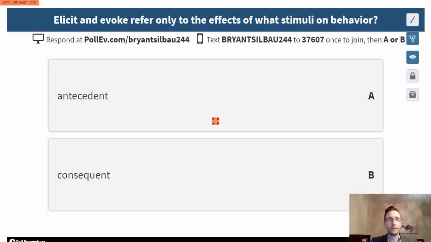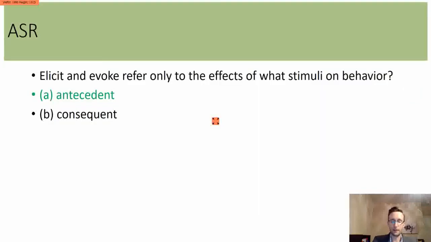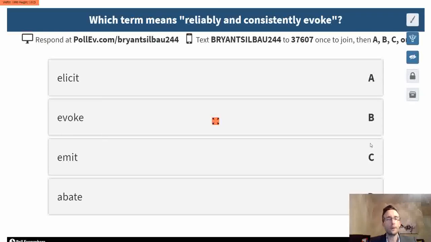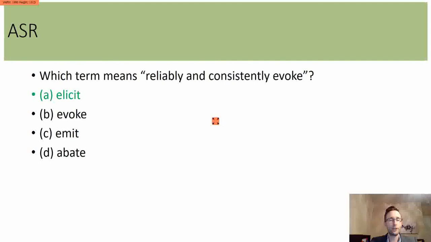Give you a few more seconds. All right. And the answer here is antecedent. Which term means reliably and consistently evoke? A, elicit, B, evoke, C, emit, D, abate. Give you a few seconds. All right, and I'll close the poll. And the answer here is elicit.